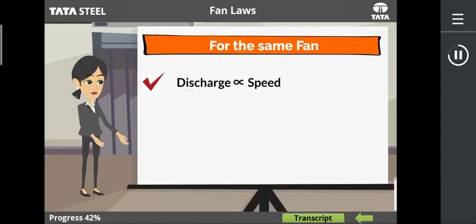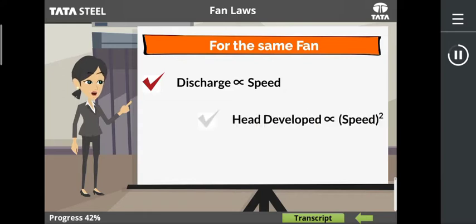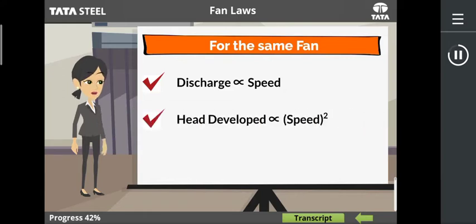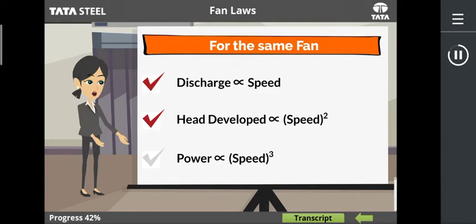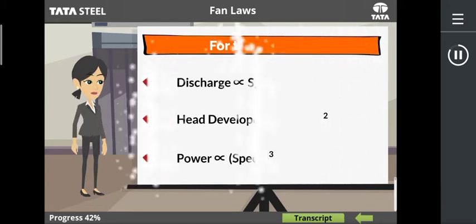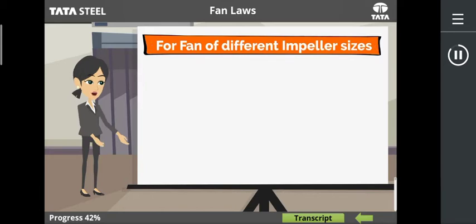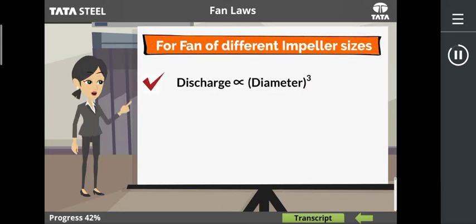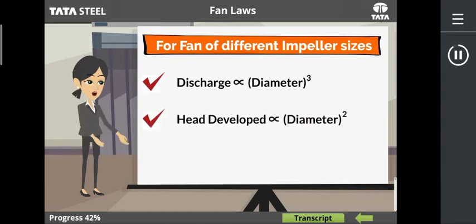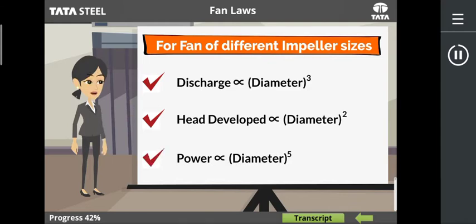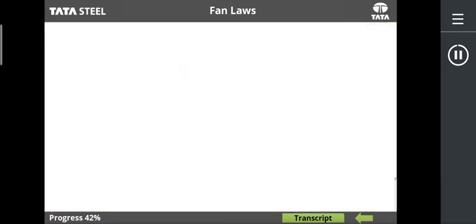For the same fan, discharge is directly proportional to speed. Head developed is directly proportional to square of speed. Power is directly proportional to cube of speed. For fans of different sizes, discharge is directly proportional to cube of diameter. Head developed is directly proportional to square of diameter. Power is directly proportional to fifth power of diameter.